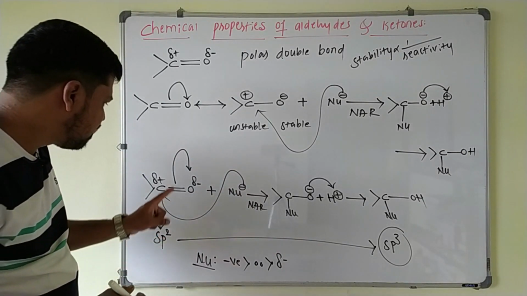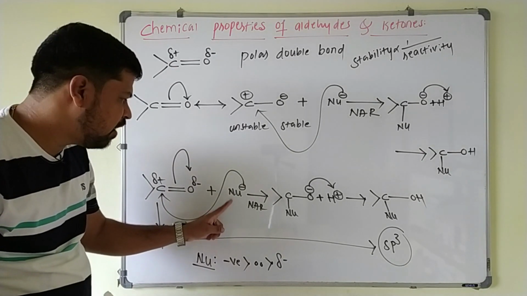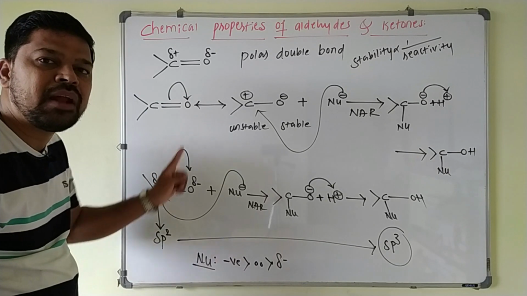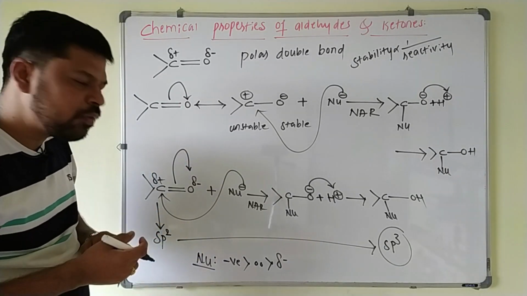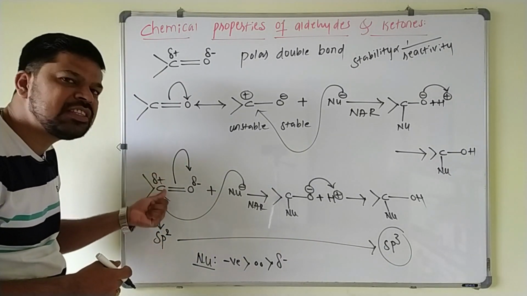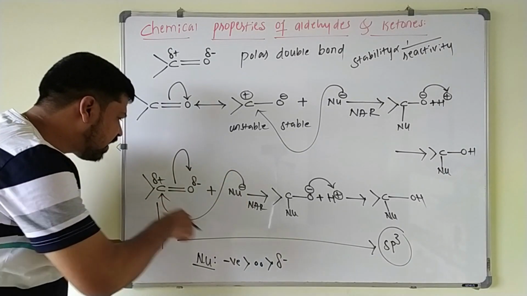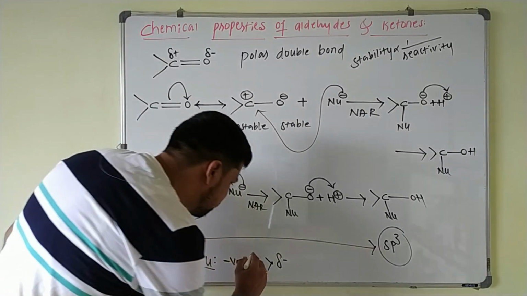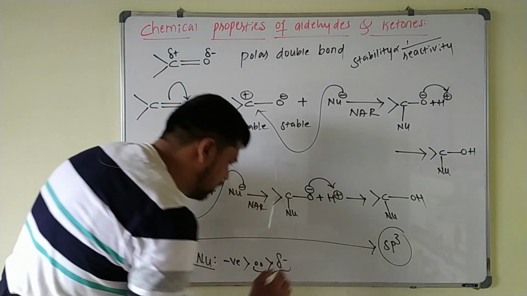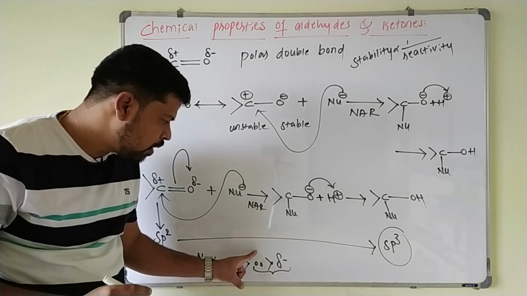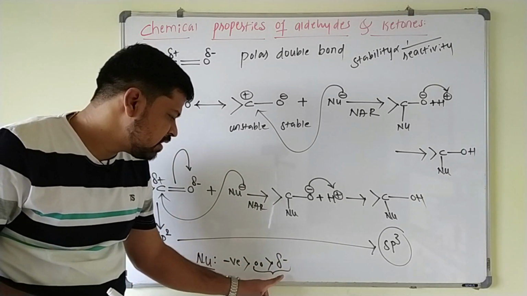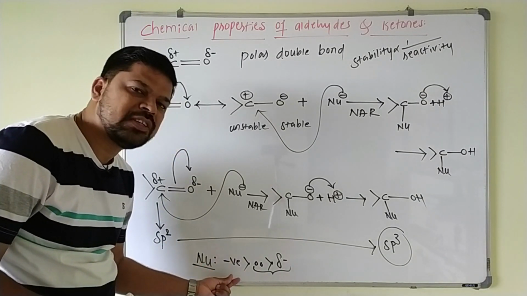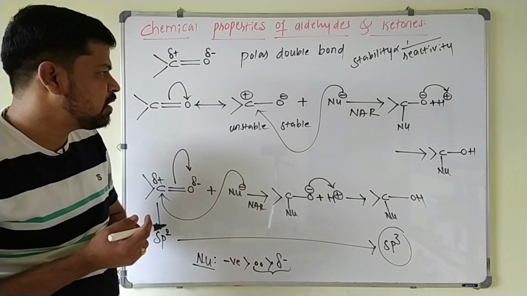If this nucleophile is weak, then it cannot attack the carbonyl carbon easily. In such cases, we will increase the positive charge density on the carbon atom, so that the nucleophile can easily attack the carbonyl carbon. We will see that one. Nucleophiles having a lone pair of electrons as well as a partial negative charge are weak nucleophiles, and the nucleophile which has a complete negative charge is a strong nucleophile. Keep this in mind.